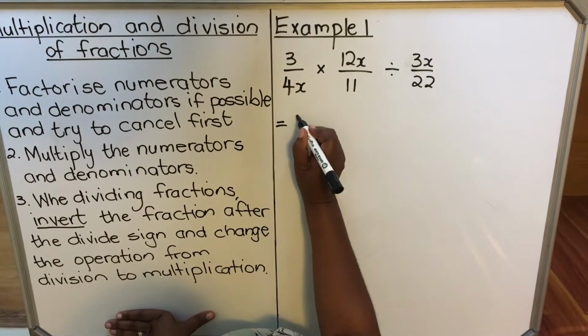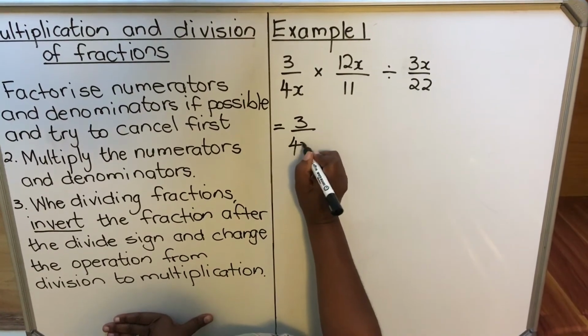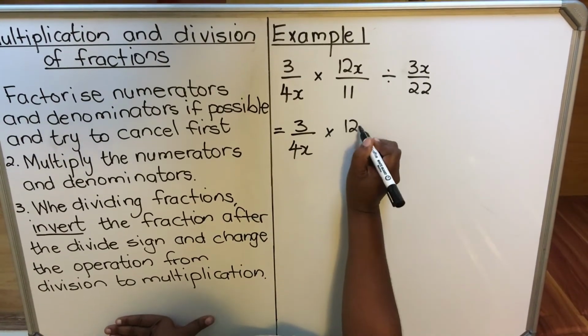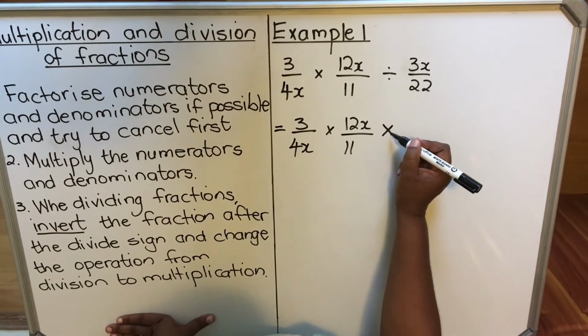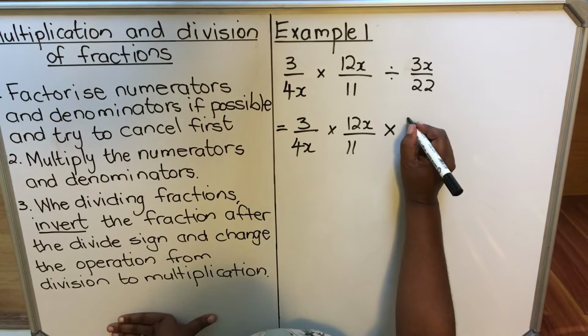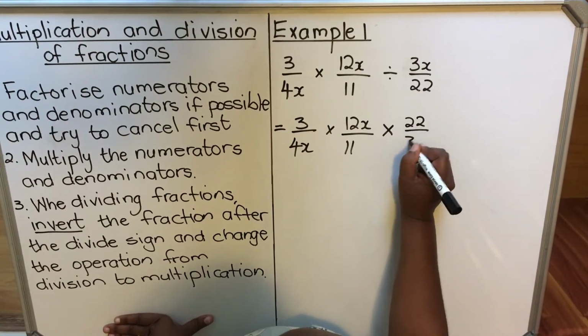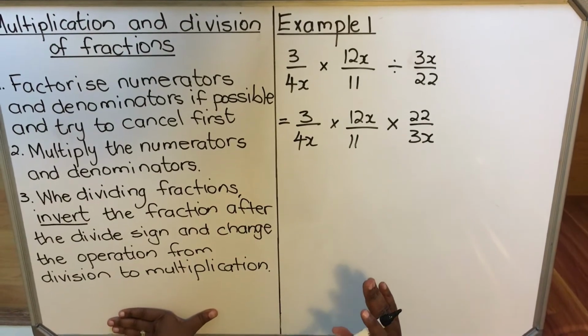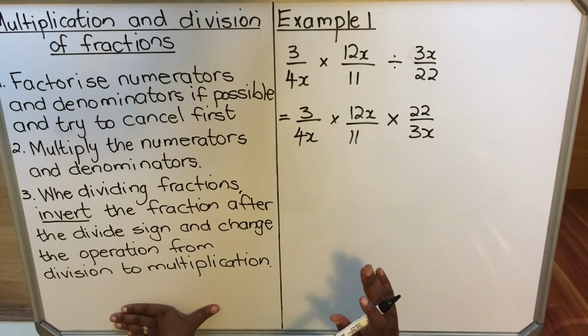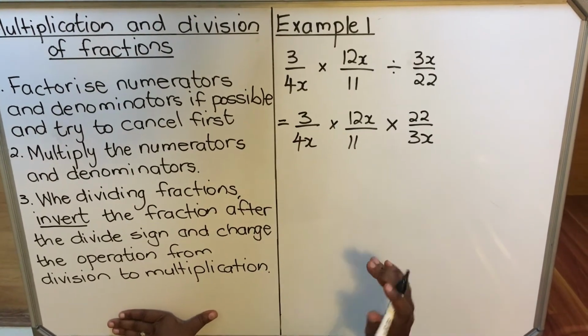So we're going to have 3 over 4x times 12x over 11. Then we change the division to a multiplication, then flip the fraction around. So it should be 22 over 3x. Then when we have this, we can cancel, meaning that things that can be factorized we can cancel.